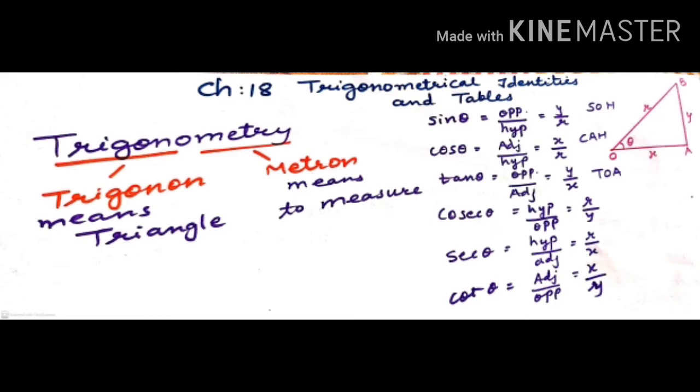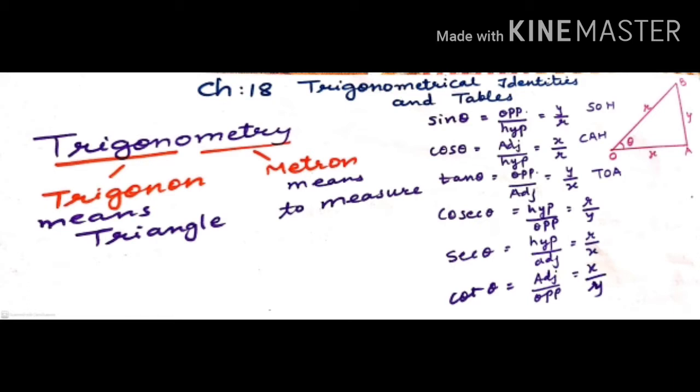These three ratios are very important, that is sine, cos and tan. To remember the ratios we have short forms like SOH, CAH, TOA. You can check there, I have written SOH. S means sine, O means opposite and H means hypotenuse. And CAH means cos adjacent upon hypotenuse. TOA means tan opposite upon adjacent.